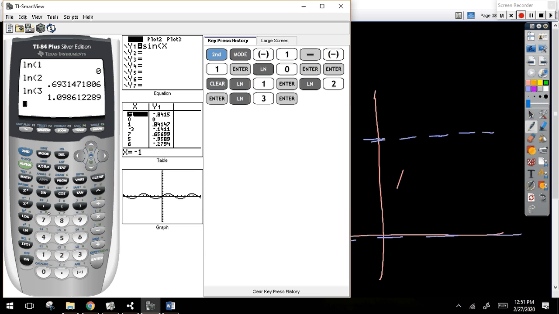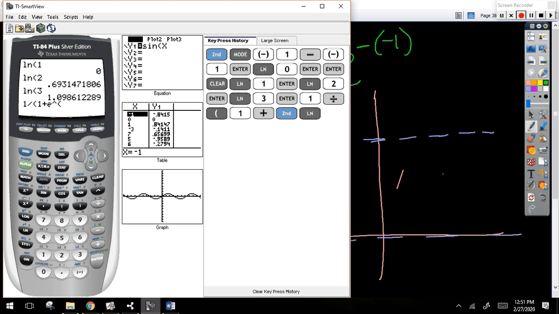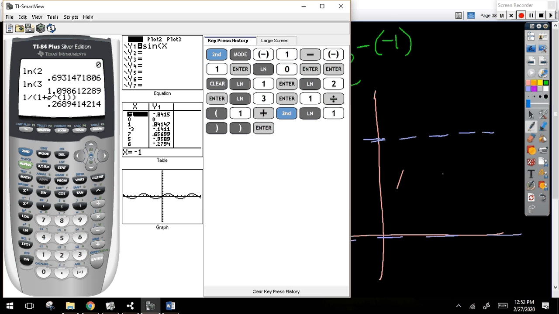When I do -1 first: 1 divided by, put this in parentheses, 1 plus second ln. Now, there's already a negative there. So if I'm doing e to the negative and then I plug in -1, that becomes +1. So really this is to the first power. Close those parentheses off and I get 0.2689. So I'll say 0.269.